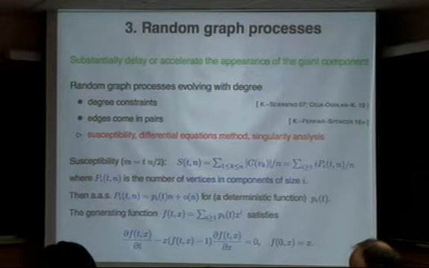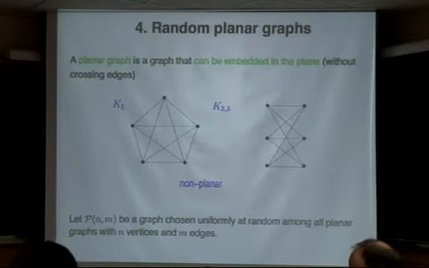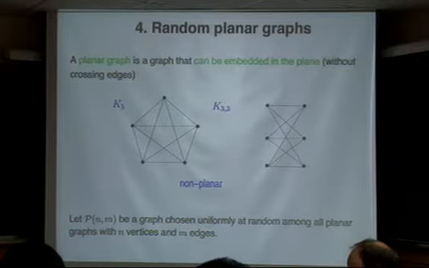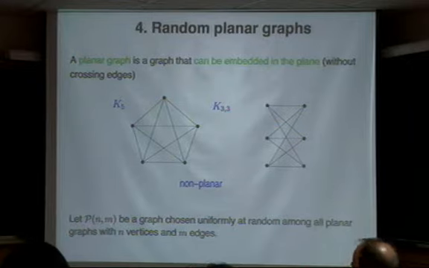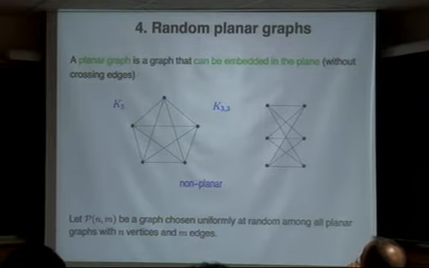So then I will move to the fourth part, which hopefully will be more interesting from a graph theoretical point of view: random planar graphs. A graph is planar if it can be embedded in the plane without crossing edges, and we consider a uniform random planar graph denoted by P(n,m), which is a graph chosen uniformly at random among all planar graphs with n vertices and m edges.